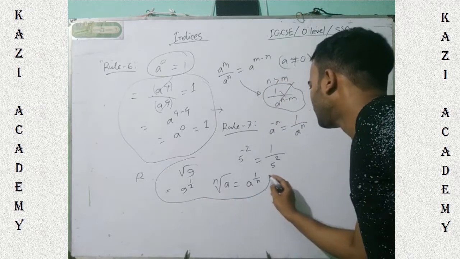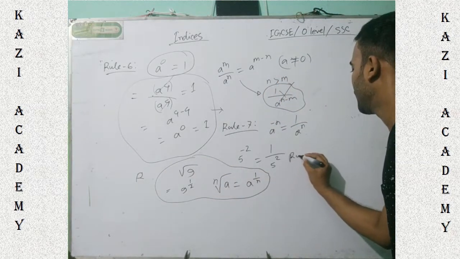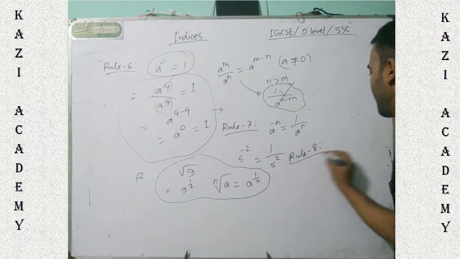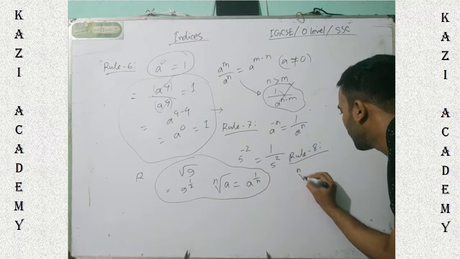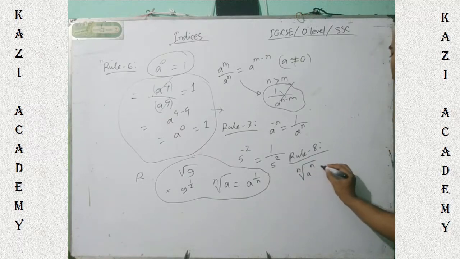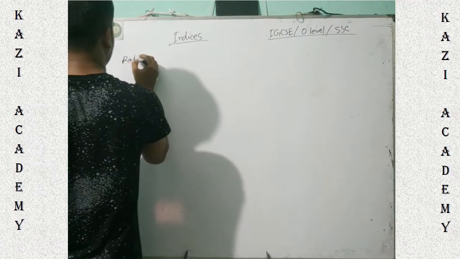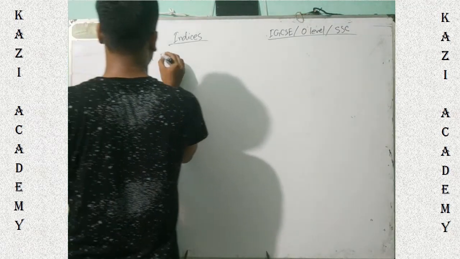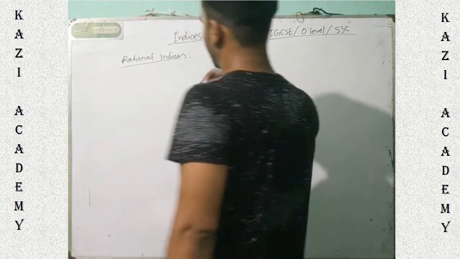another rule, number 8, rule 8. The nth root of a to the power n, that's why it will be a. Rule for rational indices.